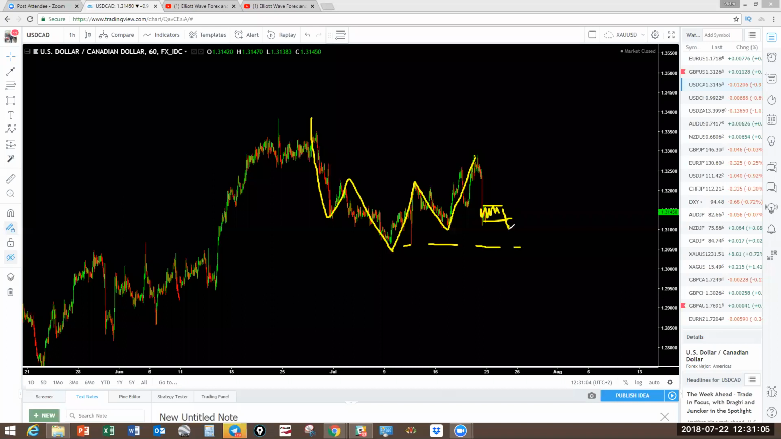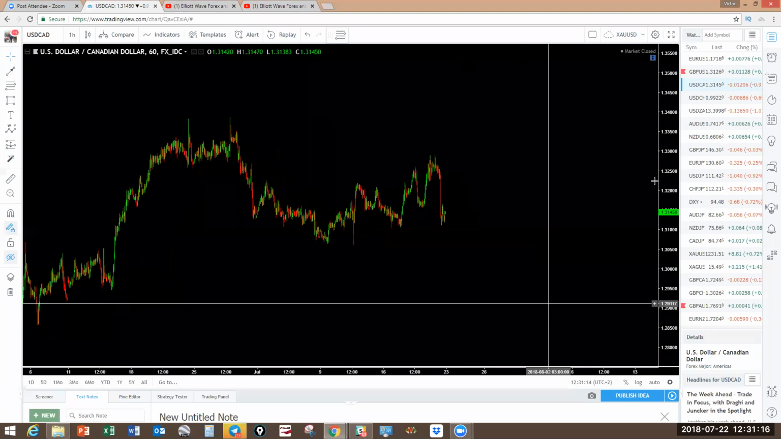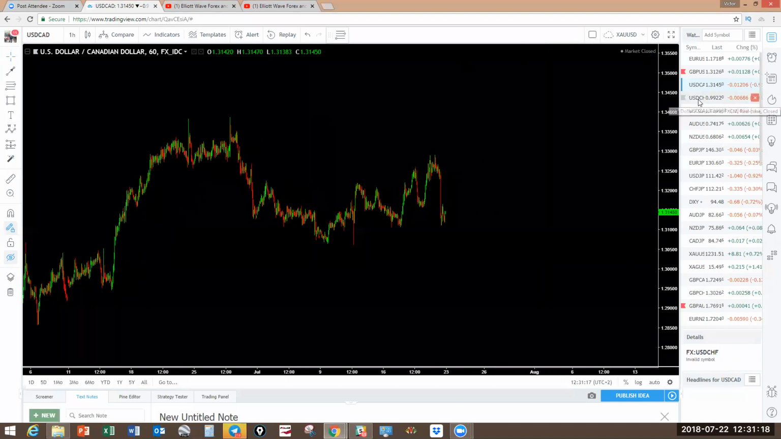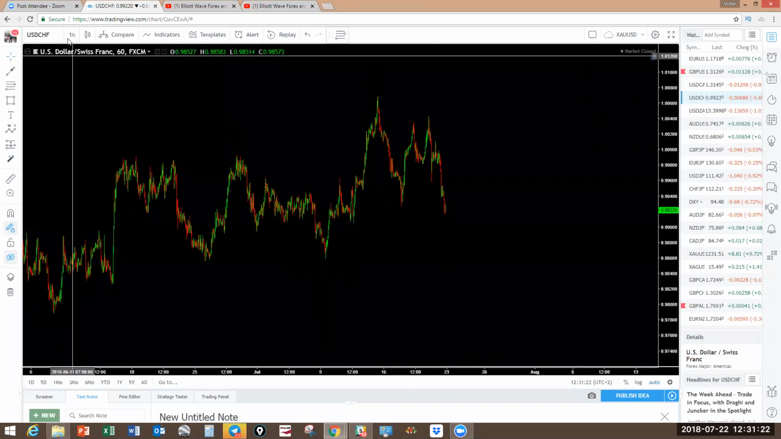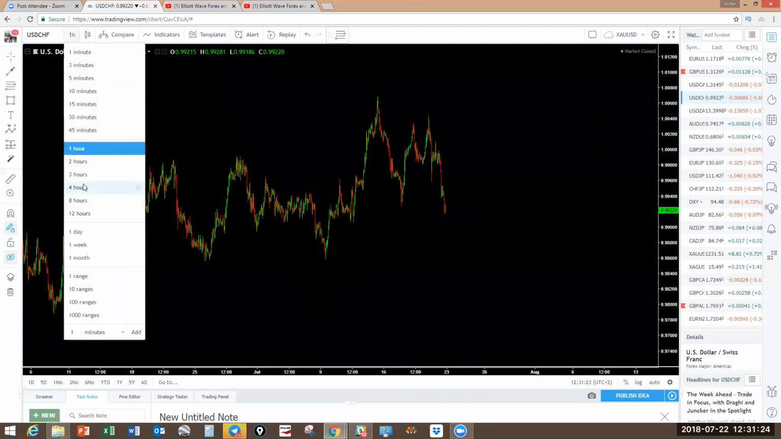Wait for it to clear this if you're looking for a move like this one here. Okay, like this one. So you need to wait for this correction to complete in there. US dollar CHF. It's exactly as we've discussed earlier with the trade recap.